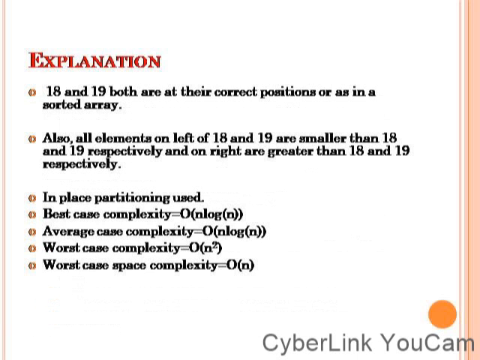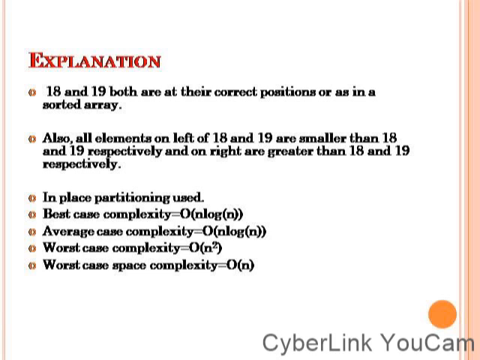The explanation: 18 and 19 both are in the correct position as in the sorted array. Also, all the elements to the left of 18 and 19 are smaller than 18 and 19 respectively, and those on the right are greater than 18 and 19 respectively.